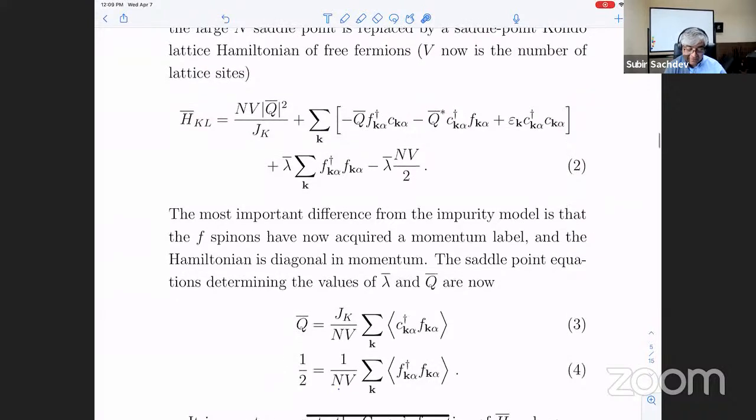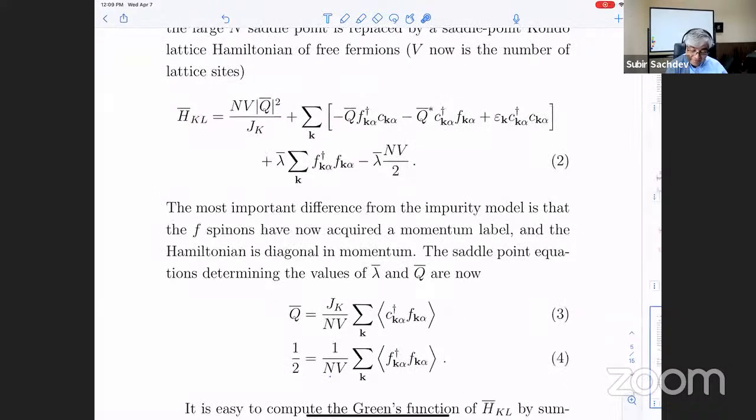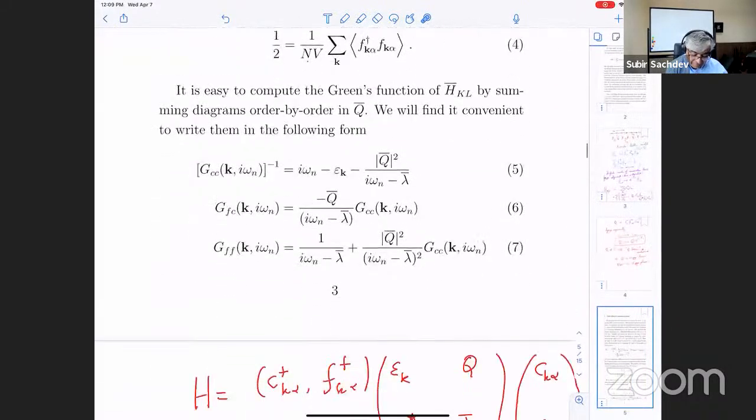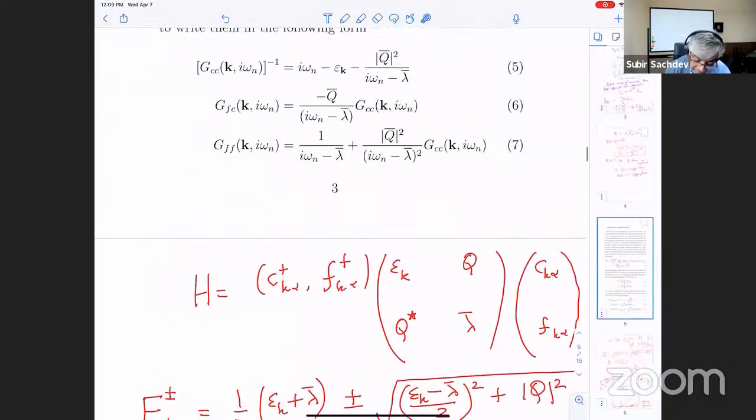Okay, so now we're faced with solving these equations 2, 3, and 4. We have to solve for Q bar and lambda bar at zero temperature. That's what we're going to do now. It's kind of a mathematical or technical problem you have to figure out. The simplest way to do this here is to just compute the Green's functions, and so let me write down some Green's functions.